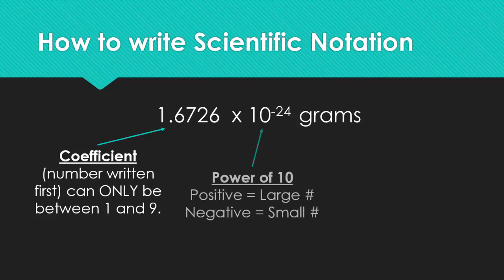Right. And then you're always going to have a power of 10 value after it with a negative or positive exponent. When you have positive exponents, that means the number is much larger than it appears as a coefficient. When you have a negative exponent, that means the number is much smaller than what it appears as a coefficient. And then you are followed finally by the metric unit.